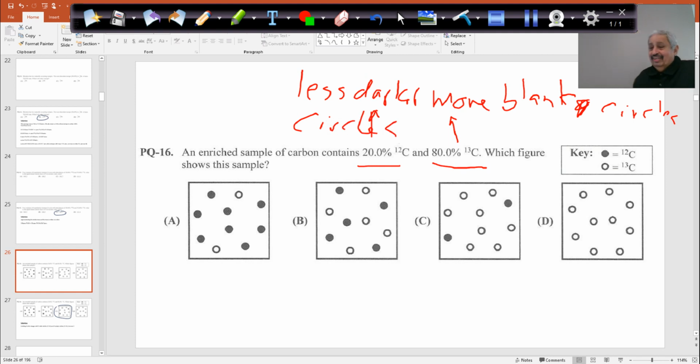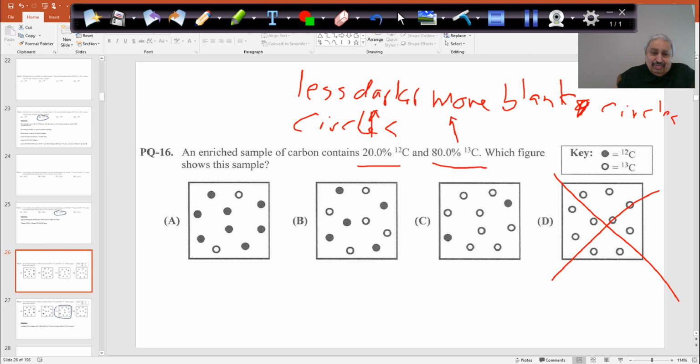So now you look at this, first of all, elimination. This is one type, correct? And this says we have a sample of 20 to 80. So that's like 100% of isotope carbon 13, correct? That's out.